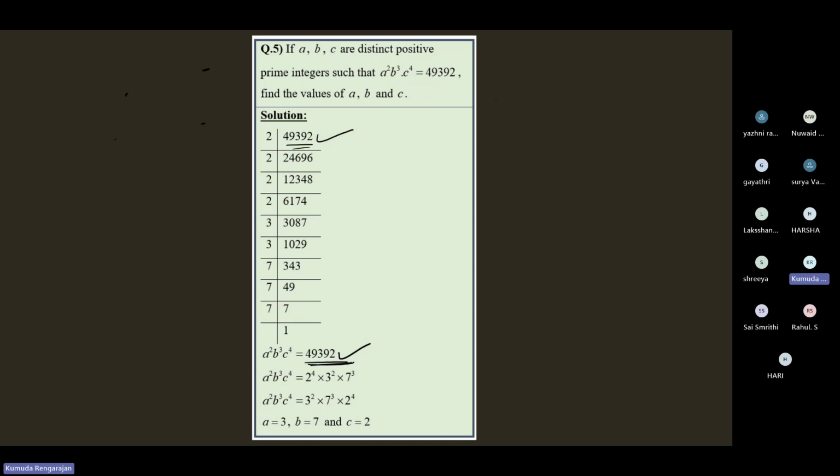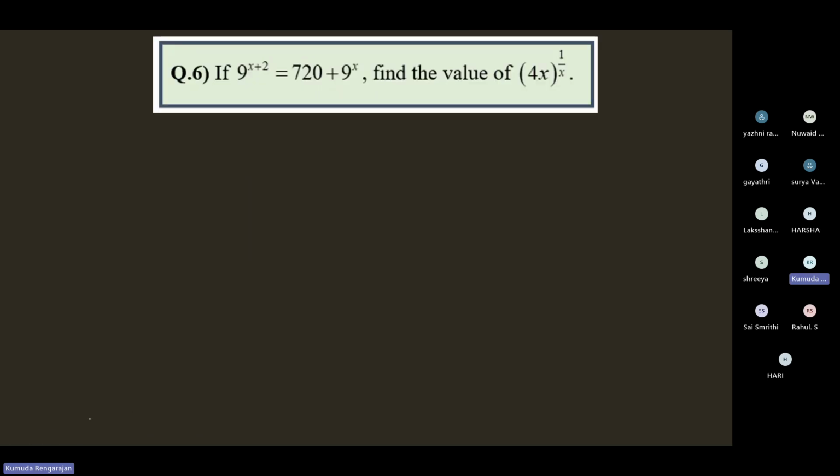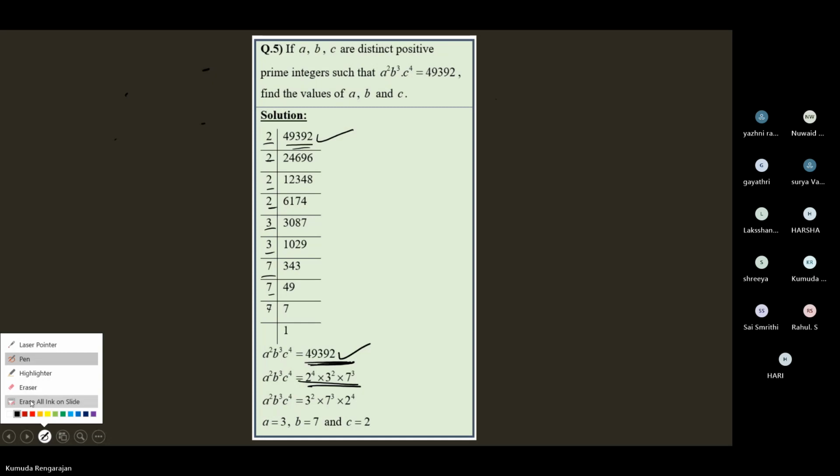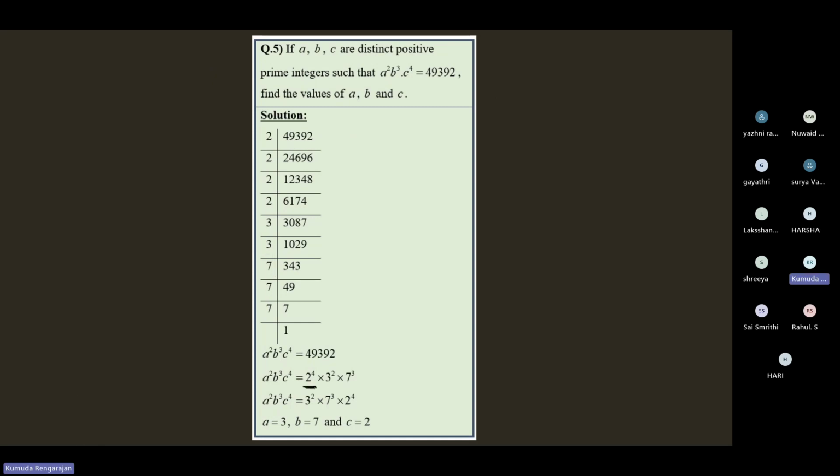Now, what is this? This is 2 to the power 4, 3 to the power 2, 7 to the power 3. Were they written correctly? 1 second. 2 to the power 4, 3 to the power 2, yeah, 7 to the power 3, yes. Now, in the next step, I've just written it matching the powers here. Here, first the power is 2, then 3, then 4, no? So in the next step, I've just written the prime factorization in this order, power 2, power 3, power 4.